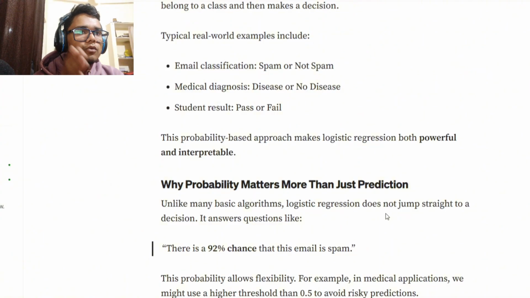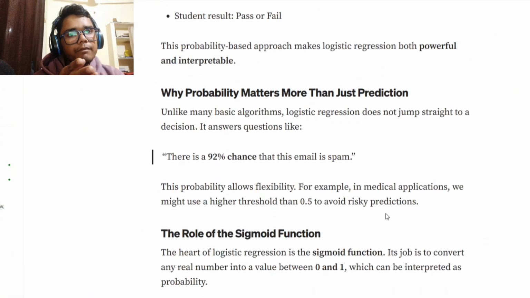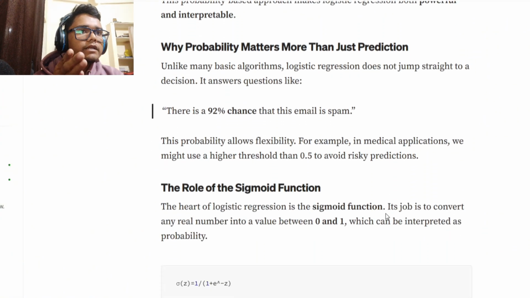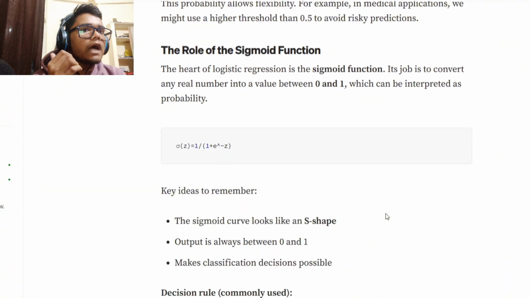Why probability matters more than just prediction? Unlike many basic algorithms, logistic regression does not jump straight to a decision. It answers questions like, there is a 92% chance that this email is spam. This probability allows flexibility. For example, in medical applications, we might use a higher threshold than 0.5 to avoid risky predictions. The role of the sigmoid function: the heart of logistic regression is the sigmoid function.